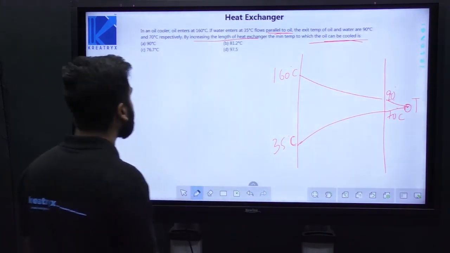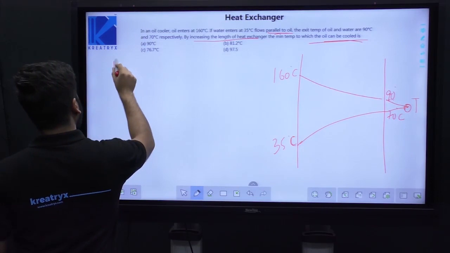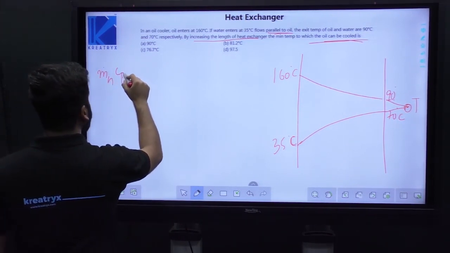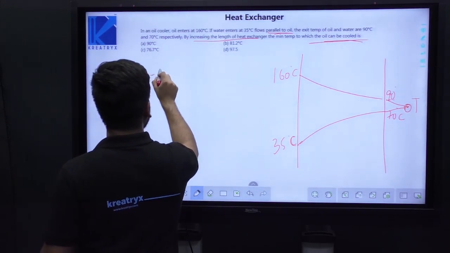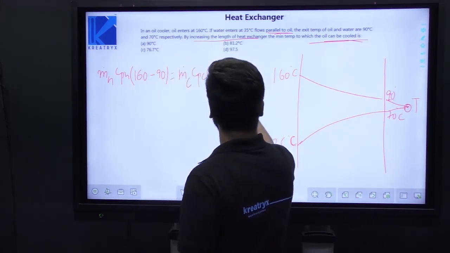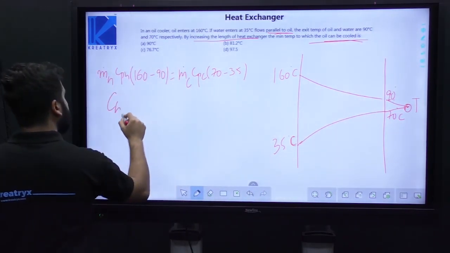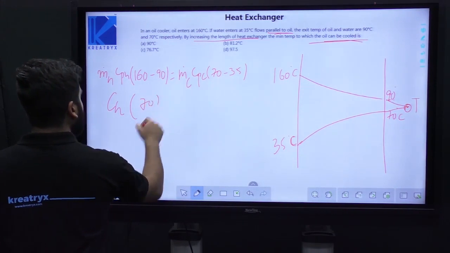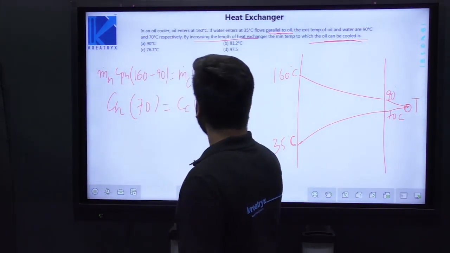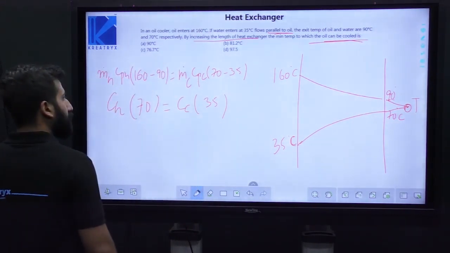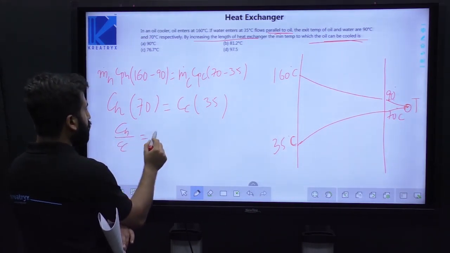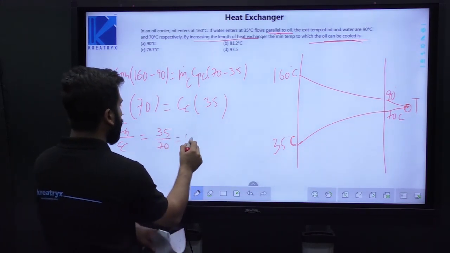Okay, I have no information about their specific heat capacities. Let's use energy conservation directly. This is m dot h cph (160 minus 90) which is equal to m dot c cpc (70 minus 35). So this is capital CH and this is 160 minus 90, which is 70. And this is the heat capacity of the cold fluid times 35. So CH by CC is equal to 35 by 70, which is 0.5.